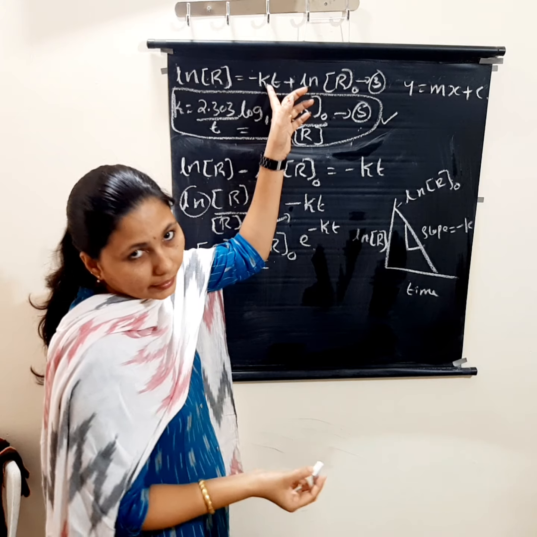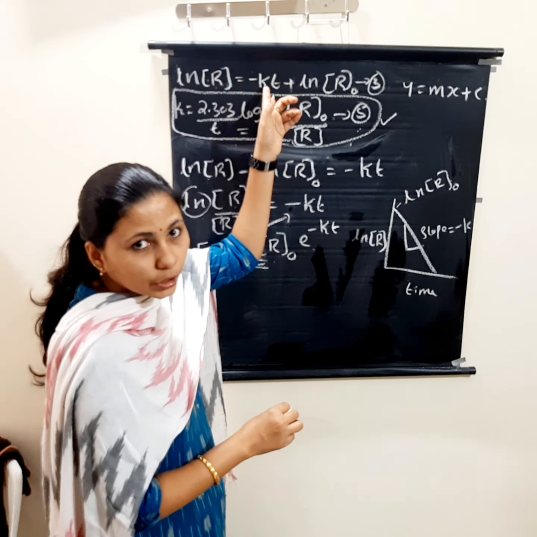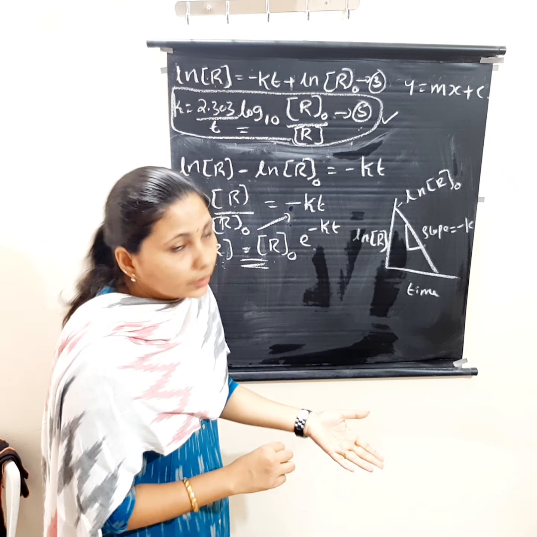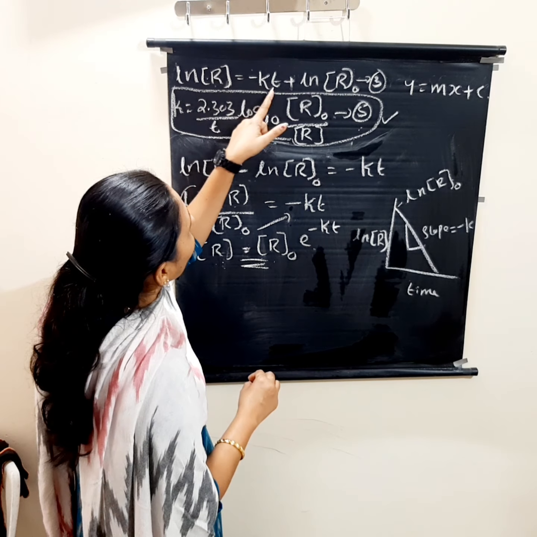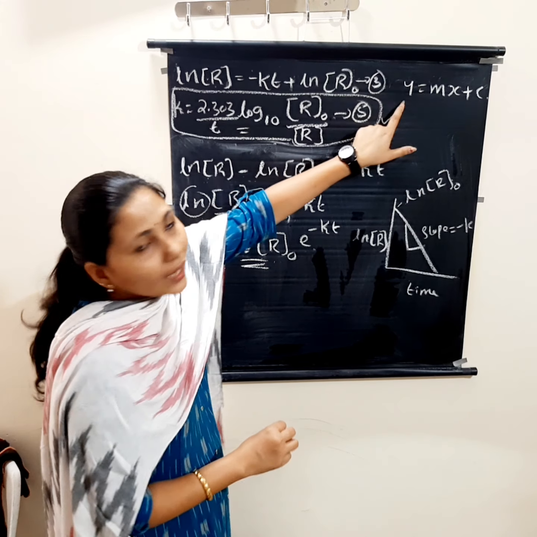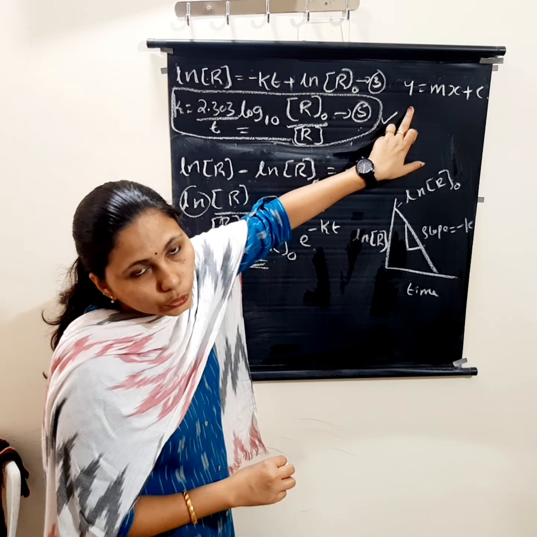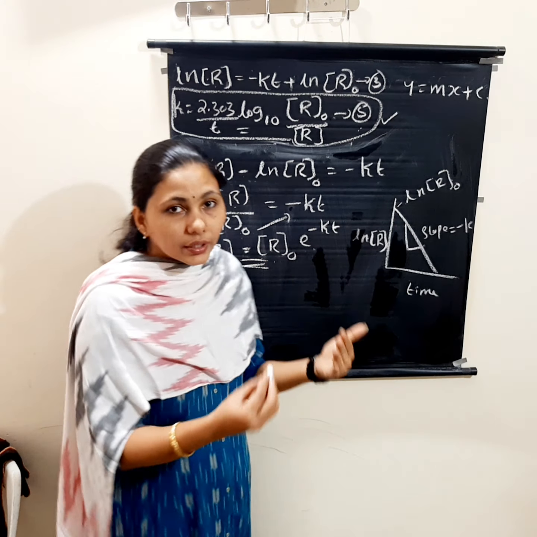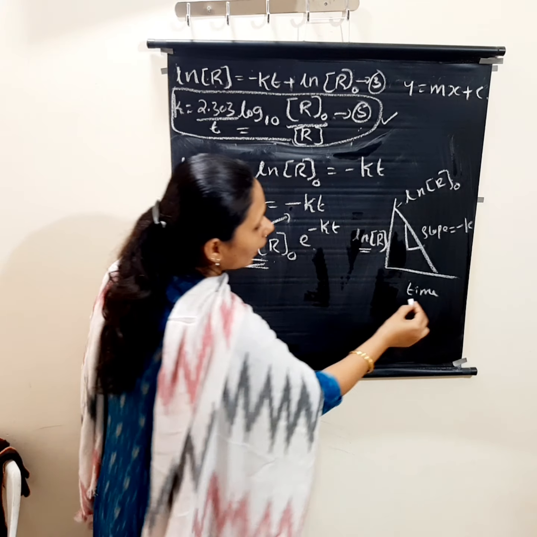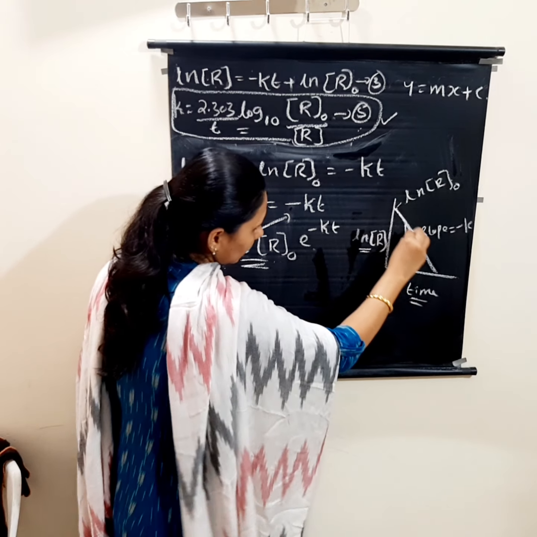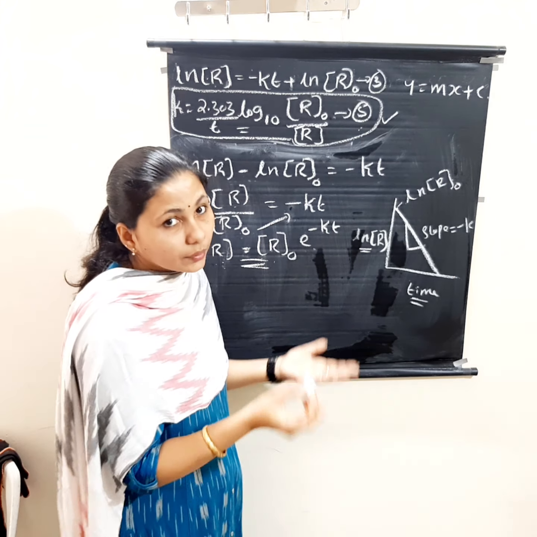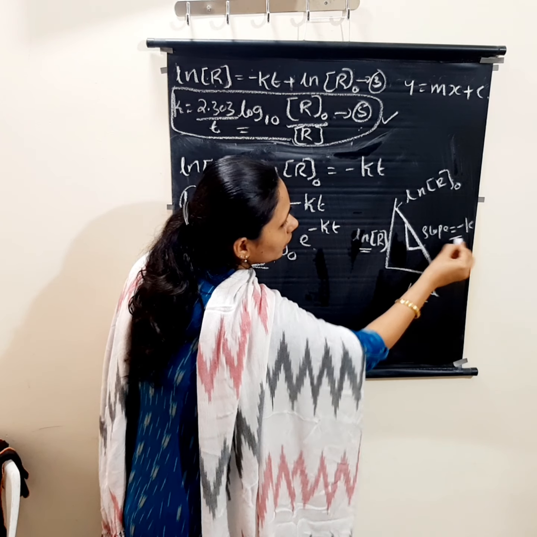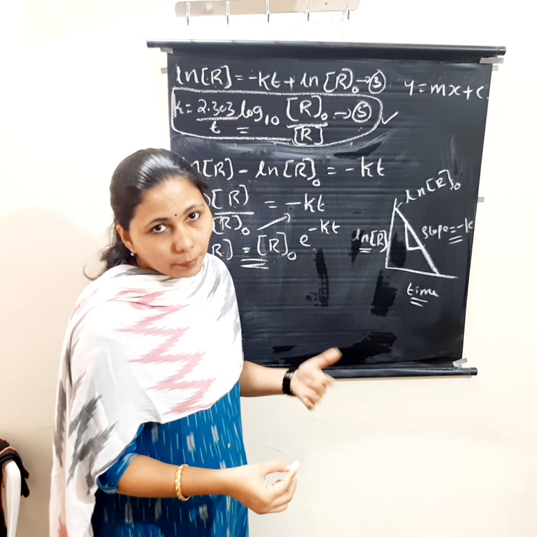Then we have to draw the graph, right? Just like zero order, we have to draw a graph. That is also from equation 3. So equation 3, ln R equals minus kt plus ln R0. And this equation is in the form of y equals mx plus c. We know y equals mx plus c means if we draw a graph between ln R and time, we will get a straight line like this. It is a straight line, and from the slope of this straight line we will get the minus k value.